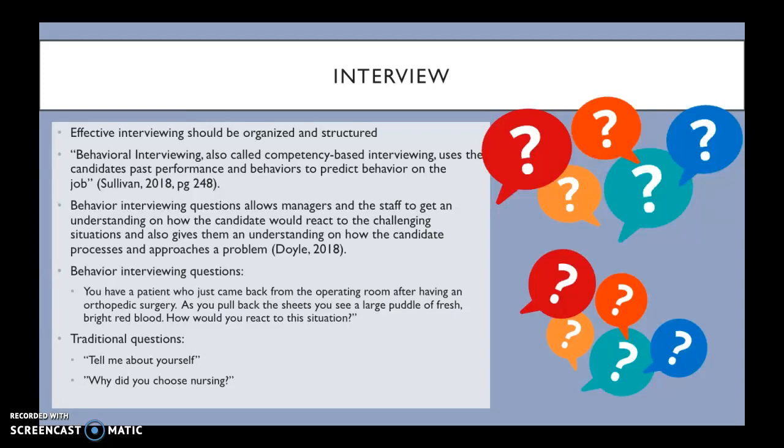Another question like, describe a major change that has affected you and how you handled it, analyzes adaptability. What have you done in school or on the job that went beyond what was required? This assesses your initiative. And what is your most significant professional accomplishment? This would assess your motivation. More traditional style questions include, tell me about yourself, or why did you choose nursing?